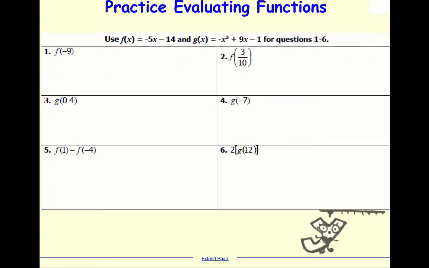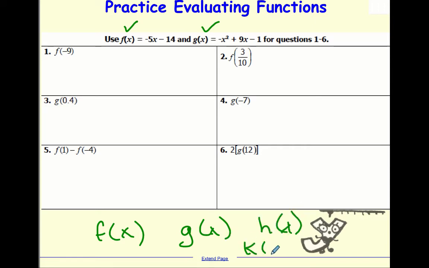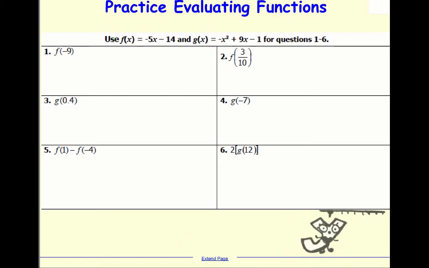A little bit of practice. Okay, so up here I have f of x, but over here I have g of x. That's because f of x isn't the only way to write function notation. Most commonly you're going to see letters like these, but they all mean the same thing. So if I said f of negative 9, I want to use this rule because it says f of x. I would say f of negative 9 is negative 5 times negative 9 minus 14, which makes 45 minus 14, which is 31.